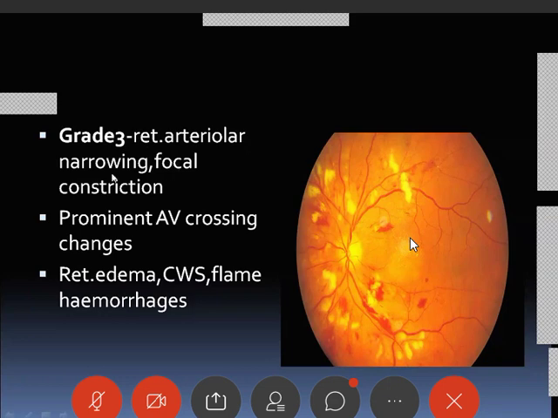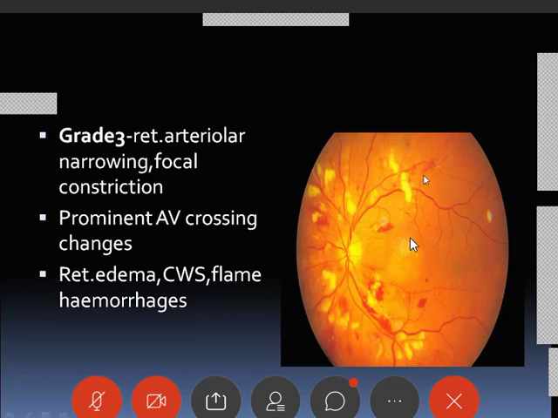So there will be moderate to marked retinal arteriolar narrowing, and then there will be prominent AV crossing changes. Along with these 2 features, because already these 2 features are there in grade 2, there will be retinal edema, cotton wool spots, and flame-shaped hemorrhages. So this is due to the increased vascular permeability.